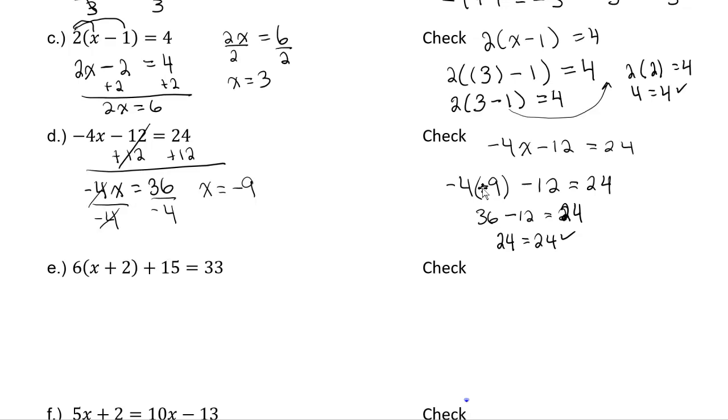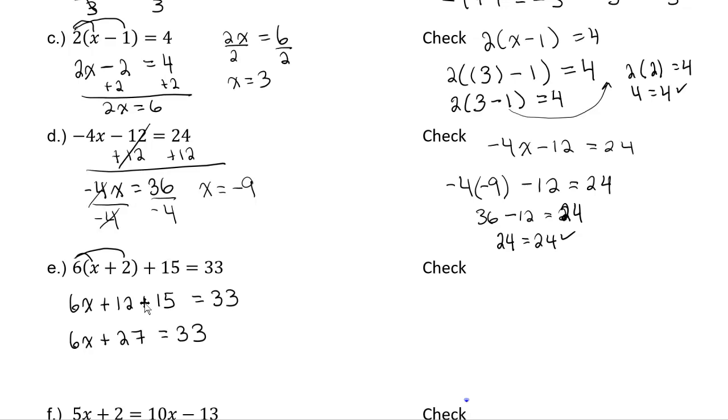Okay, for this next one, for E, once again, we need to simplify. We use order of operations for simplifying each side. So we have to start by doing multiplication, which is the distributive property in this case. So I get 6x plus 12 plus 15 equals 33. Now I need to go ahead and combine my like terms on the left-hand side, which is the 12 plus 15. So I get 6x plus 27 equals 33.